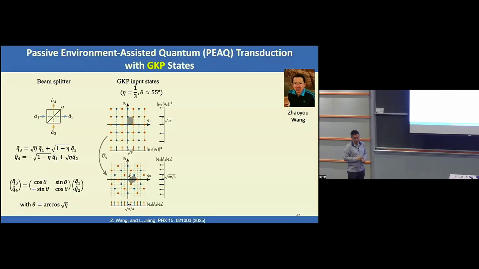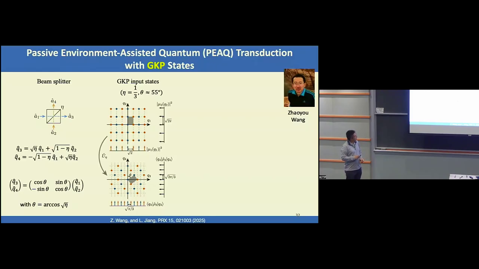So if you have a perfect beam splitter, a beam splitter with perfect transmission, then the cosine angle is 0, which means that basically there's no rotation at all, you just go through. And if there's some finite eta, then this rotation angle will be some finite angle. Therefore, you may not necessarily have all the information from Q1 being transferred to Q3. Okay, but the rotation is pretty easy to visualize.